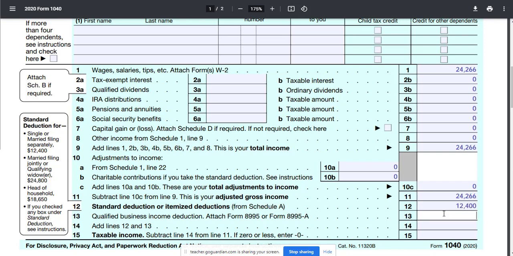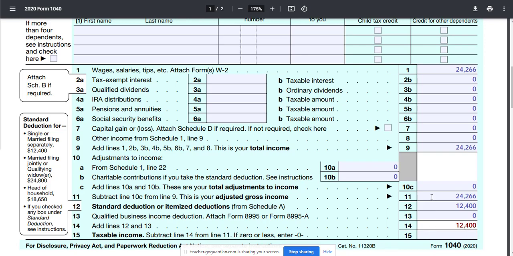Now, the next thing you can do is your qualified business income deductions. That's going to require extra forms. And as you start getting into these extra forms, the more forms you're starting to get involved with, the more likely you're probably going to need an accountant to help you with these. Add lines 12 and 13. So 12,400.